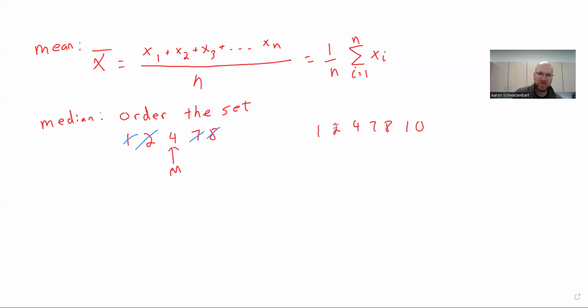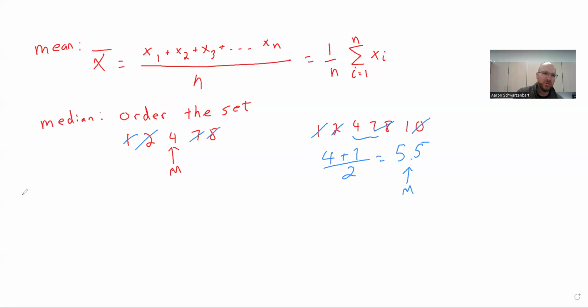Here, I have an even number. I'm doing small data sets here. Ooh, I got these two. So what do I do? I take the mean of them. 4 plus 7 divided by 2. The median is 5.5. We'll get back to this when we talk about 5-number summaries.